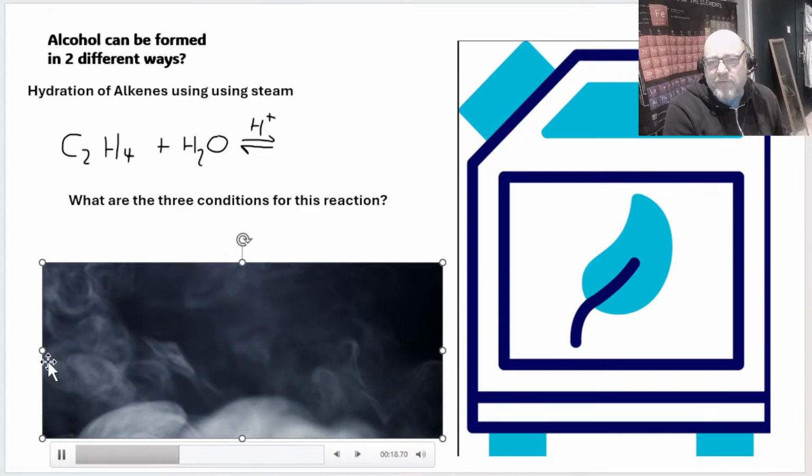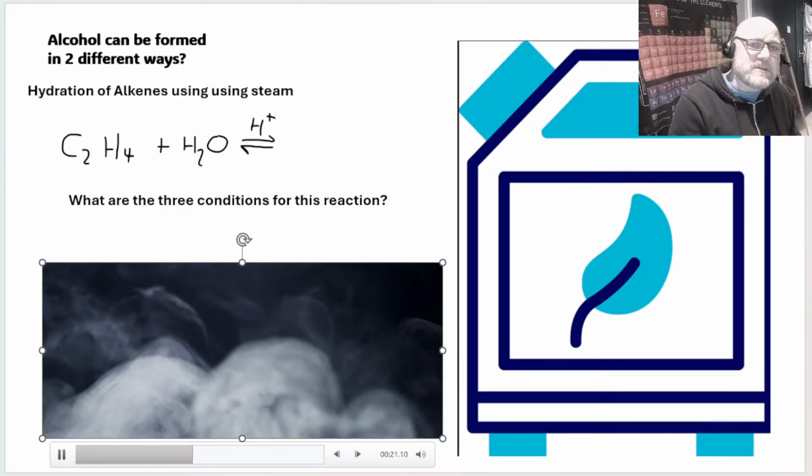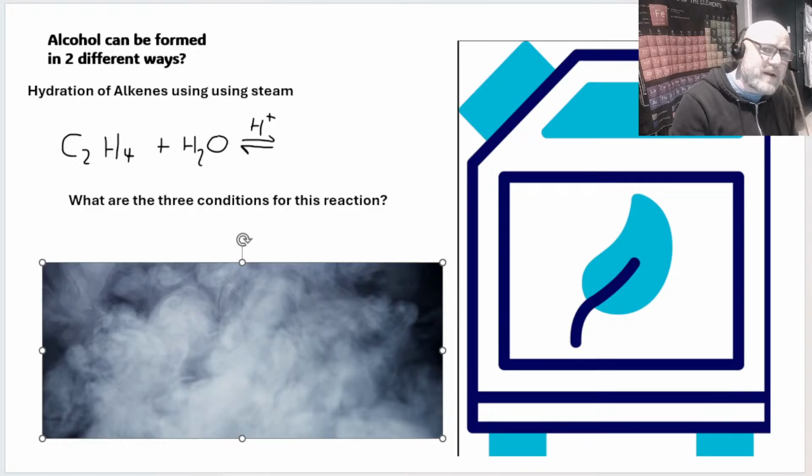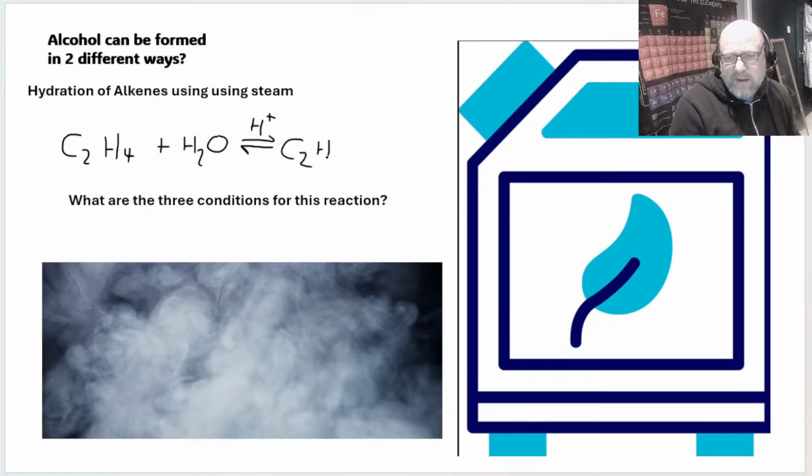Does anyone know the three reaction conditions? You might have done this at GCSE as well, depending if you did IGCSE. You have to know the three reaction conditions. I can't remember if it's in triple AQA, but this is the molecular formula for ethanol, C2H5OH. Anyone know the three reaction conditions? And you also have to know the pluses and minuses of making alcohol this way.